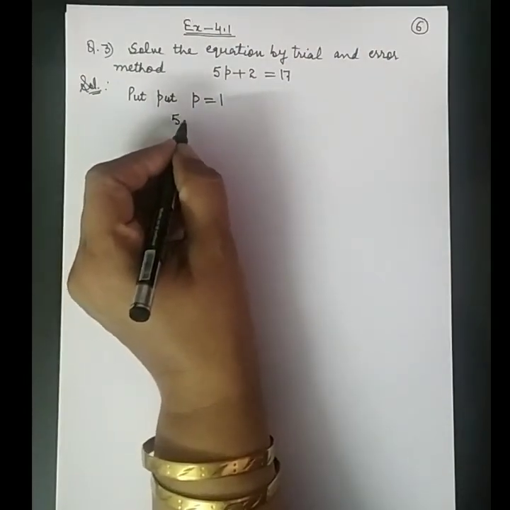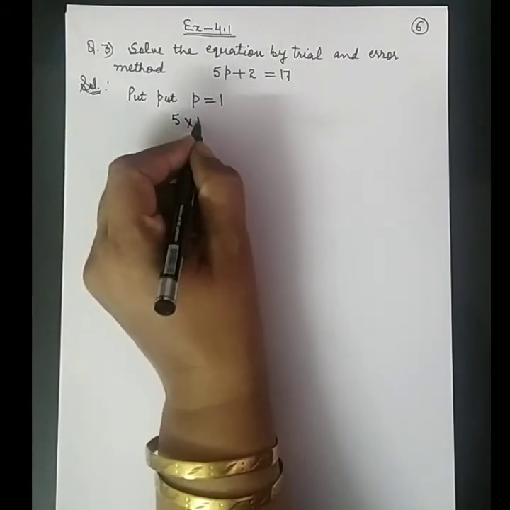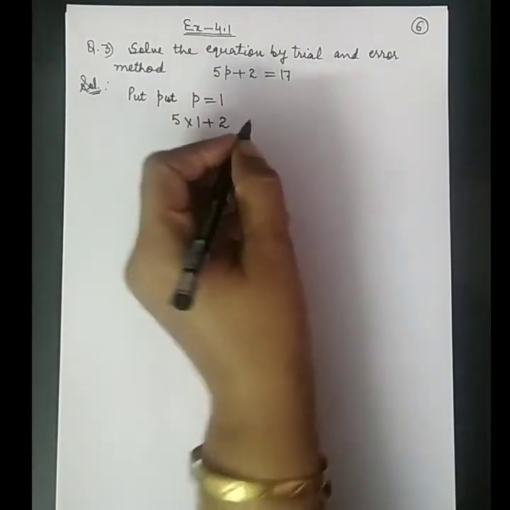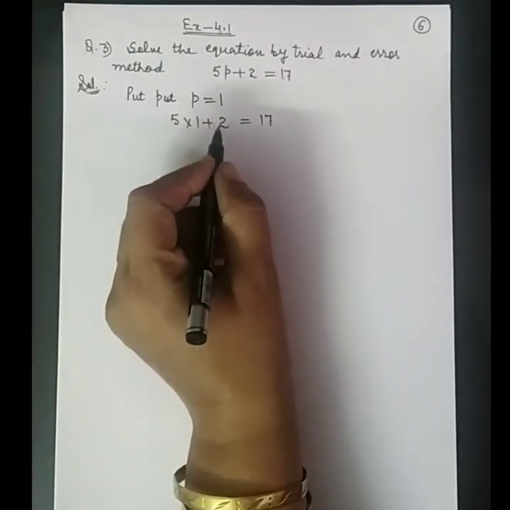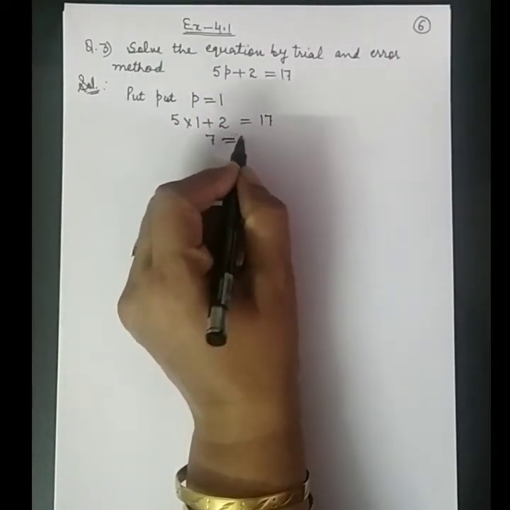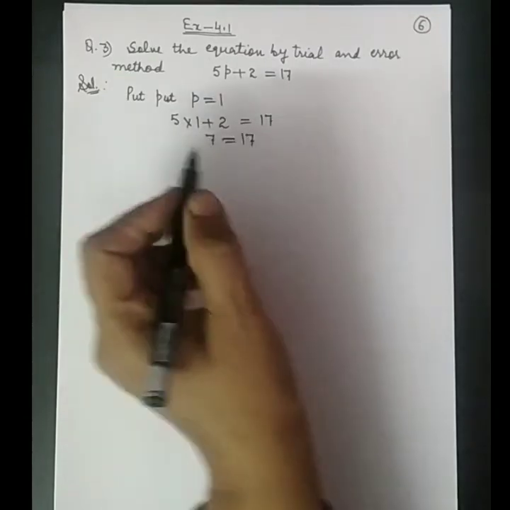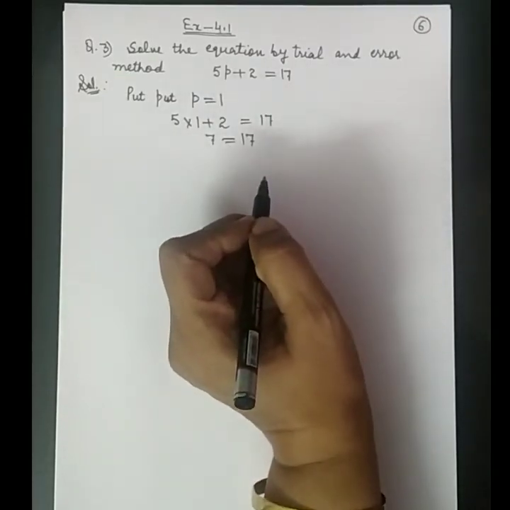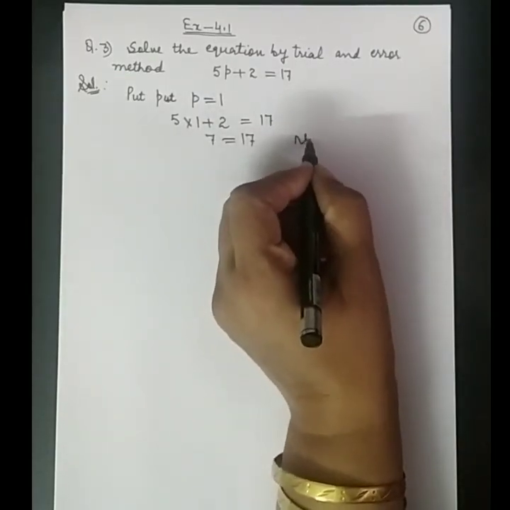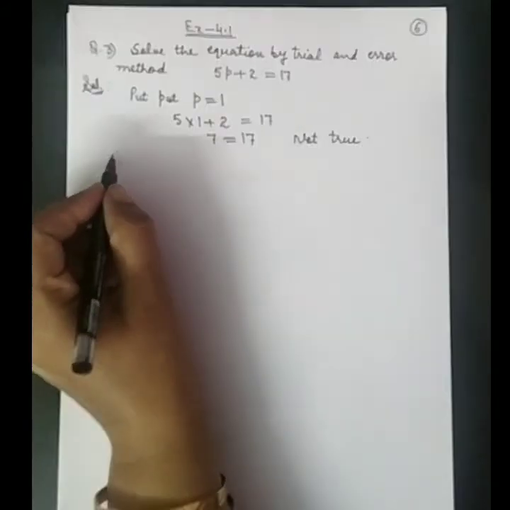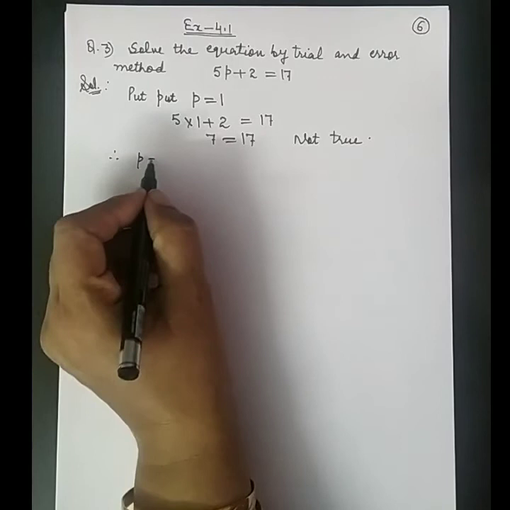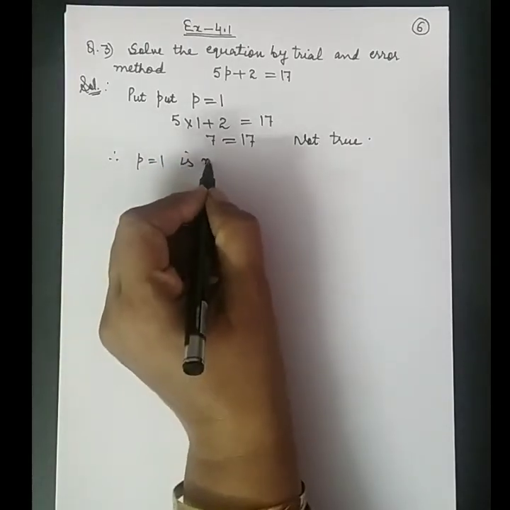First of all put p is equal to 1. So 5 into p, that is 1, plus 2 is equal to 17. 5 ones are 5 plus 2, 7. 7 is equal to 17. So is it true? No, it's not true. Therefore, p is equal to 1 is not a solution.